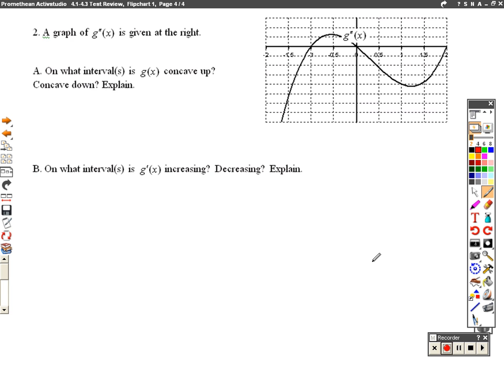All right, guys, last question. Okay, a graph of g double prime is given. So this is a second derivative graph. That's noteworthy right there because we haven't really looked at one of those before. But we can still answer a lot of questions about it.